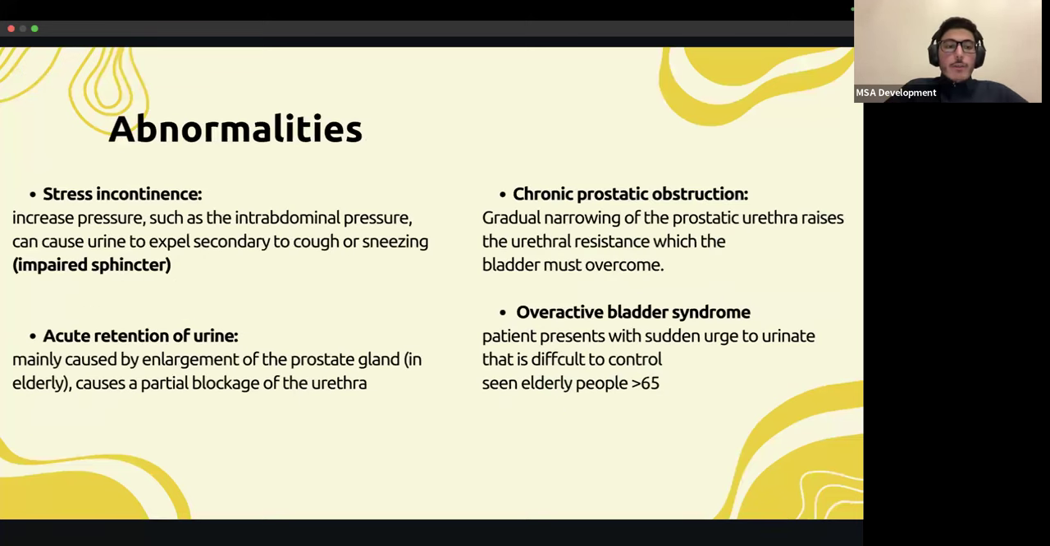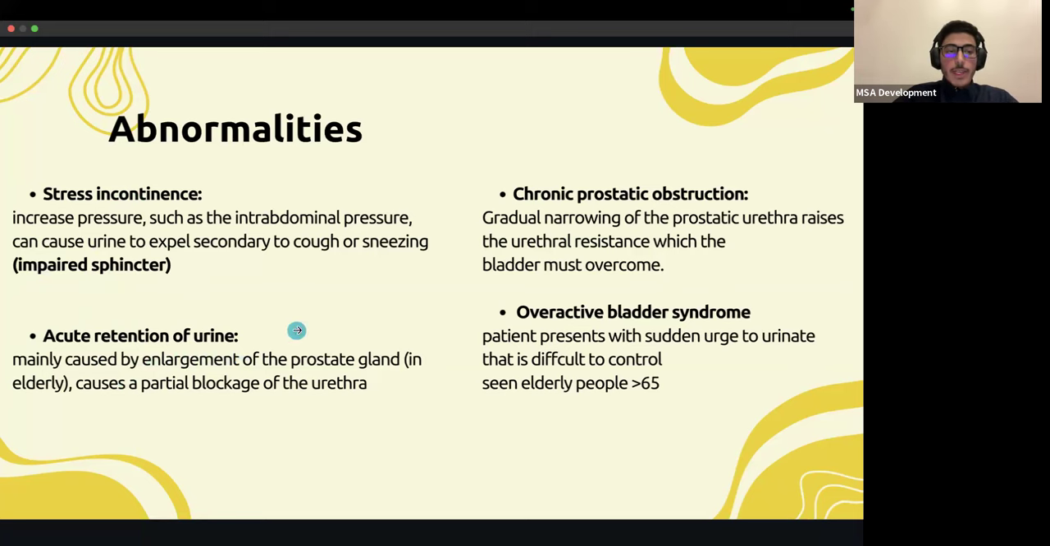Now, more abnormalities. We have stress incontinence, which in Arabic we call al-salas. Those patients have an increase in the pressure of the thorax or the abdomen, sometimes secondary to coughing, sneezing, laughing, and those patients have impaired sphincters. So any increased pressure in the abdomen or the thorax can result in release of urine. It's not full urination, but you can see droplets. In severe cases, yes, they can urinate, but usually only for 1 to 2 seconds, and then they can't control it.